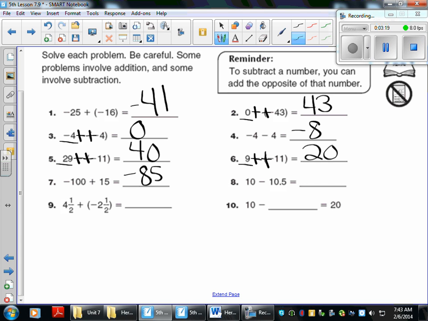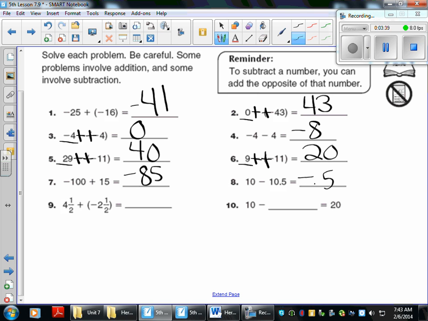Number 8, 10 minus 10.5. This one, not too difficult. 10 minus 10 gives me 0. Minus another 0.5. 0 minus 0.5 would give me a negative 0.5 as my answer.